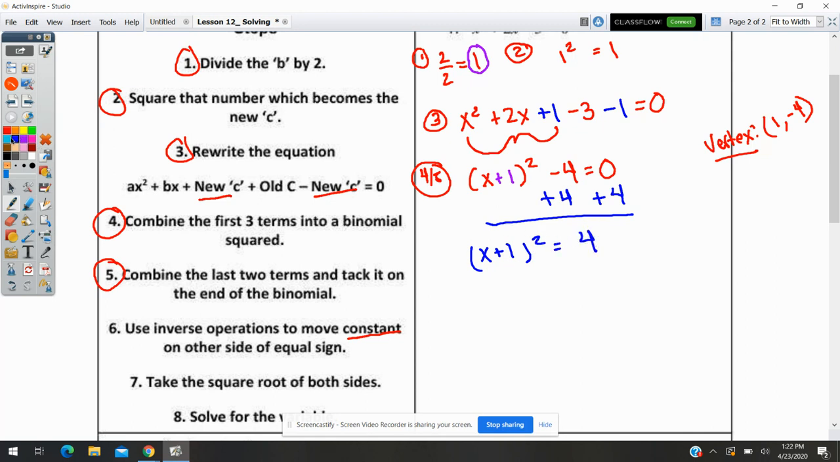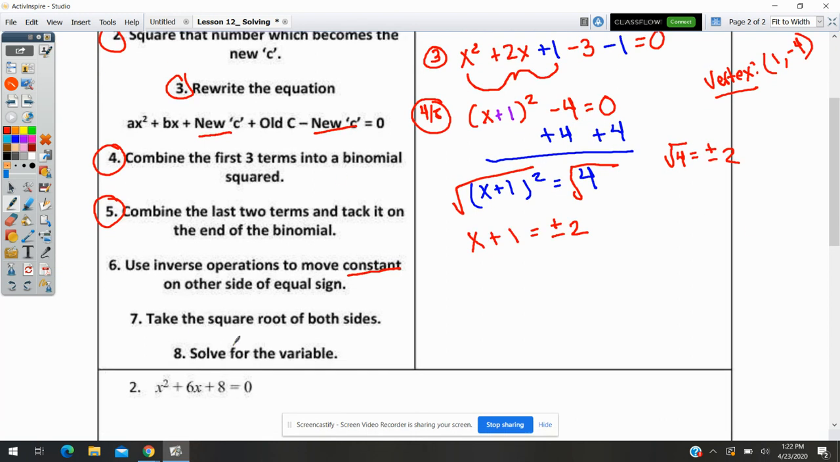Now, what did we say earlier about getting rid of the exponent of 2? We take the square root of both sides. When we take the square root of x plus 1 to the second power, remember, it's the inverse of squaring it, so we get rid of the exponent. So we're left with x plus 1 equals 2. Now, the square root of 4 is positive and negative 2. So that's what I'm going to write here.